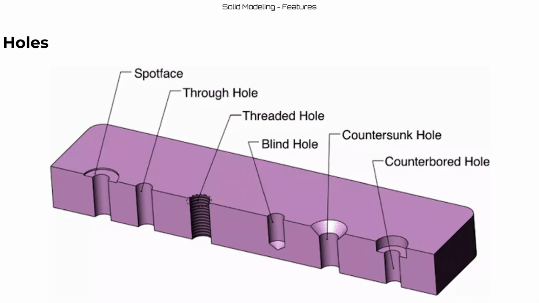Countersunk hole, which is the angled one, also called a countersink. I like to think of it like how a sink sends water down the drain. A countersunk hole would also send water down the hole if water was poured in there because it's angled. And then counterbore, that has a wider diameter that goes down a certain extent, and then a smaller diameter continues it the rest of the way through, kind of creating a little ledge.